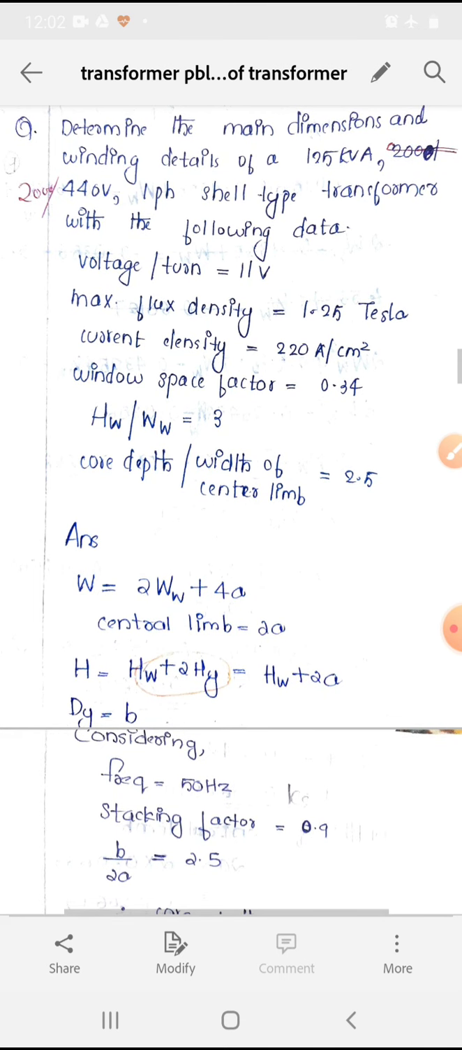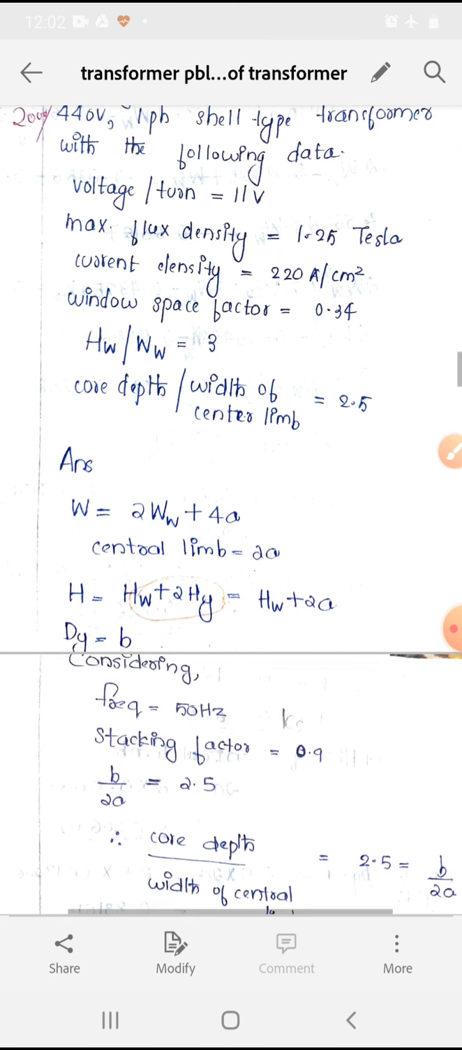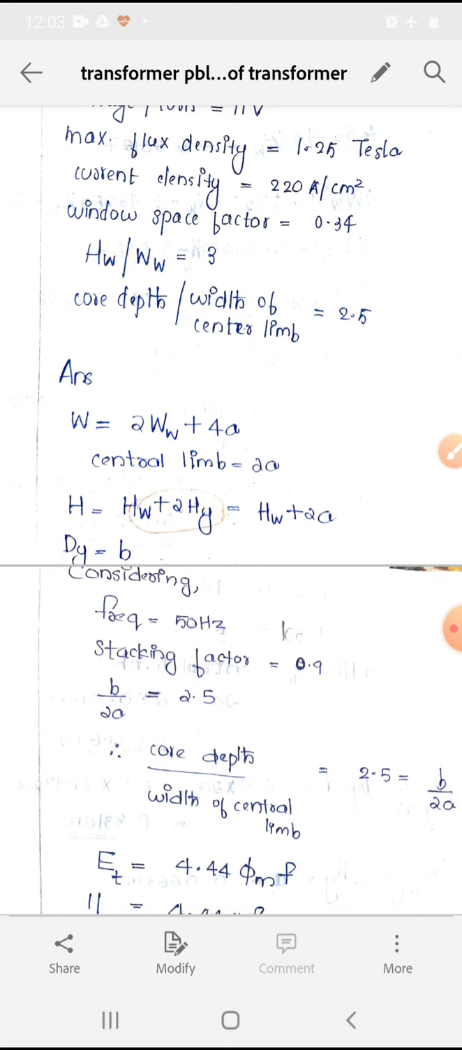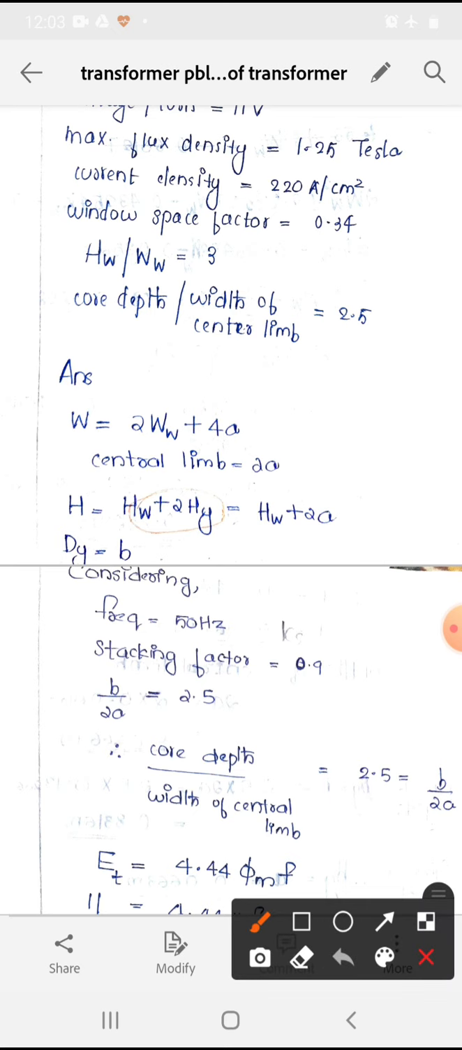So moving on to the solution. For a single phase shell type transformer, the width of the window is W is equal to WW plus 4A, and the center limb is equal to 2A, and height of the transformer is HW plus 2HY, that is equal to HW plus 2A. So using these two equations we can find the width of the transformer as well as the height of the transformer, and DY is the depth of the yoke is equal to b.